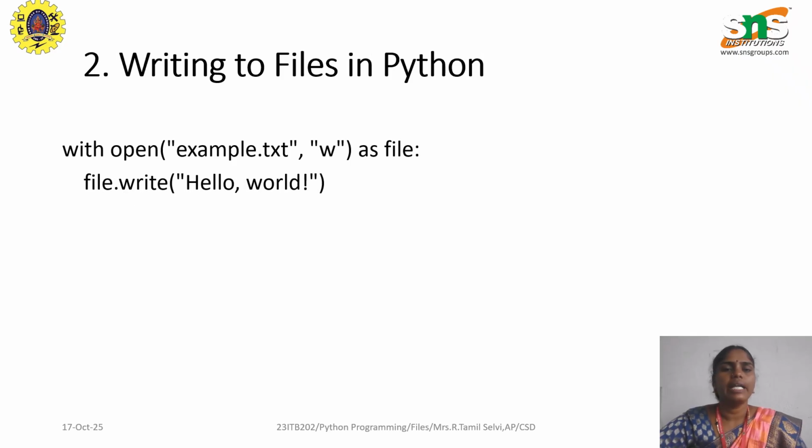Next example, writing to files in Python. Here we are opening the file example.txt with the mode w. That means we are going to open the file for writing purpose. If the file doesn't exist, it creates a new one. If it exists, the contents are cleared. The string hello world is then written into this file.